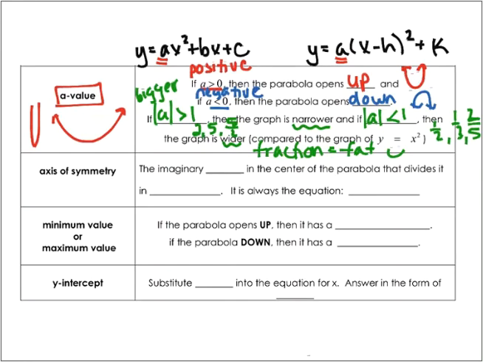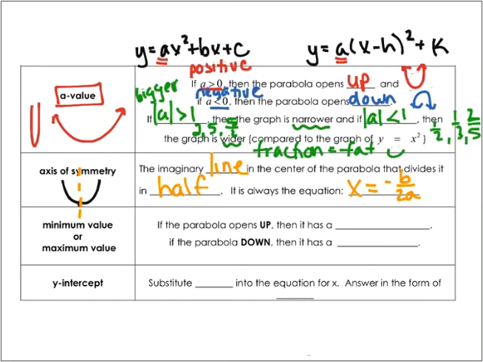Alright, axis of symmetry. The axis of symmetry is the imaginary line in the center of the parabola that divides it in half. If you look at a parabola here, if I just draw a parabola, the vertex is right in the middle. The axis of symmetry is always going to go right through that vertex. The way we find the axis of symmetry is by using an equation, x equals negative b over 2a. Does that look familiar? It should, because that's how we find the x value of the vertex, which makes sense because the axis of symmetry goes right through the vertex.